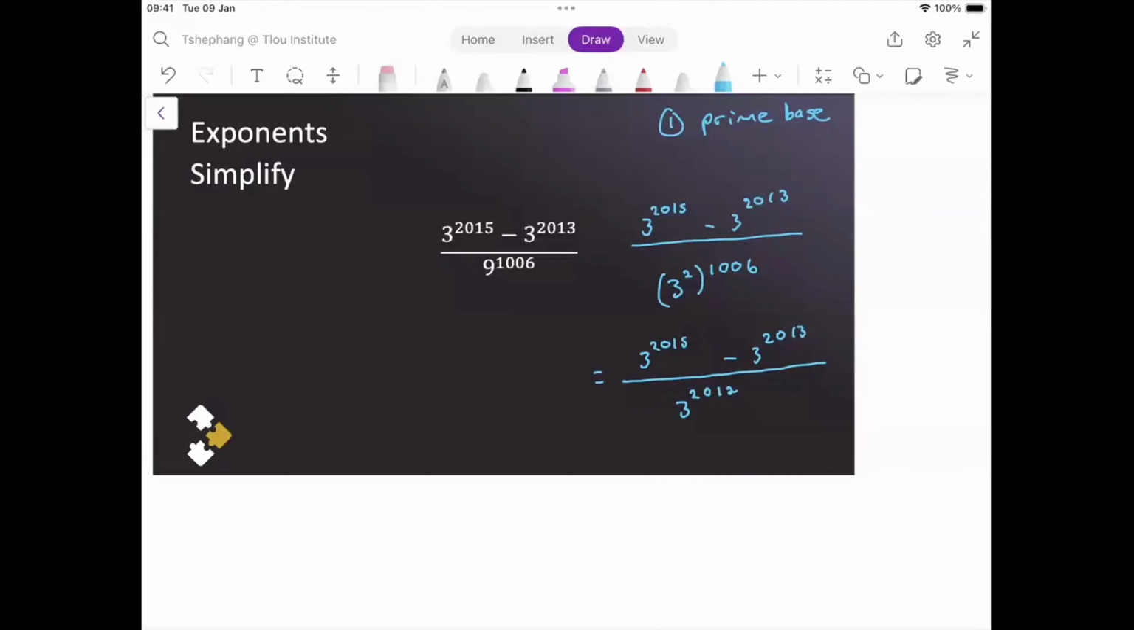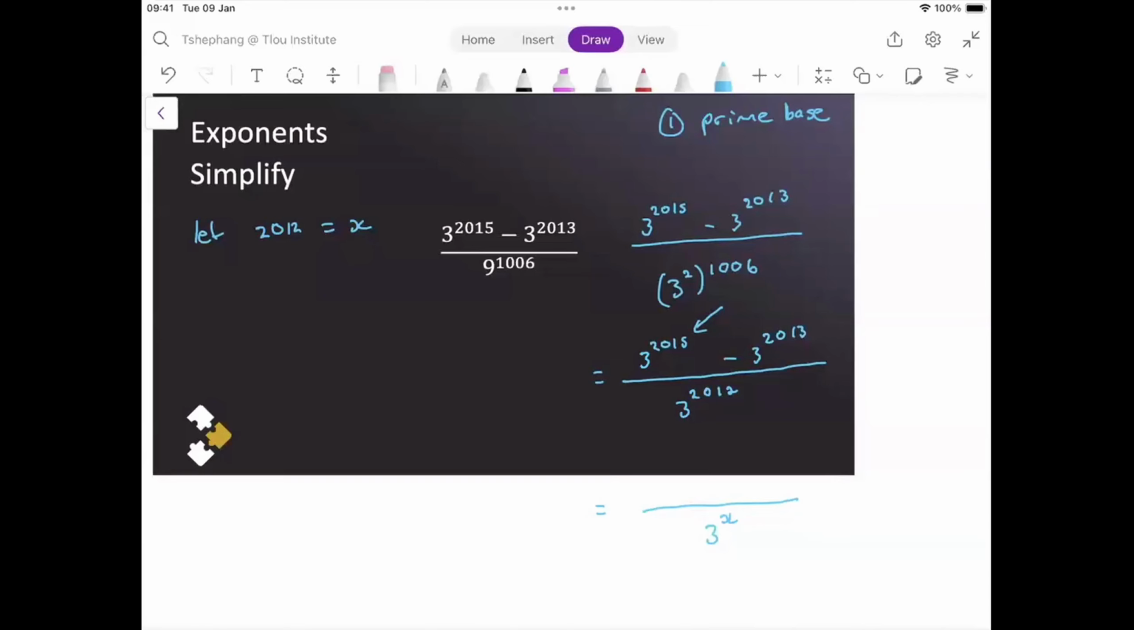The smallest power. What's the smallest power? It would be 2012, now that everything is in prime basis. So we're going to say let 2012 equal x. The reason we did that is that we can say the denominator will be 3 to the power of x. Now, here we have 2015.